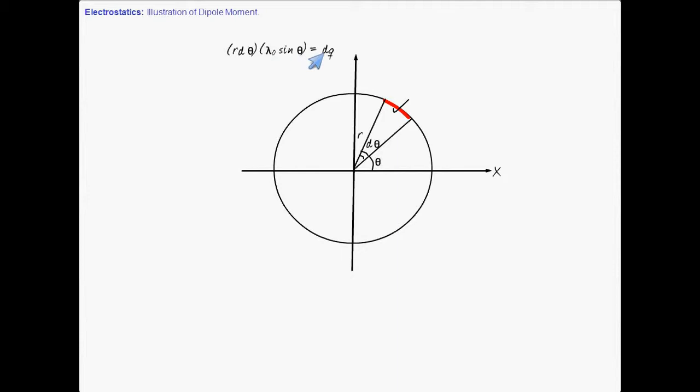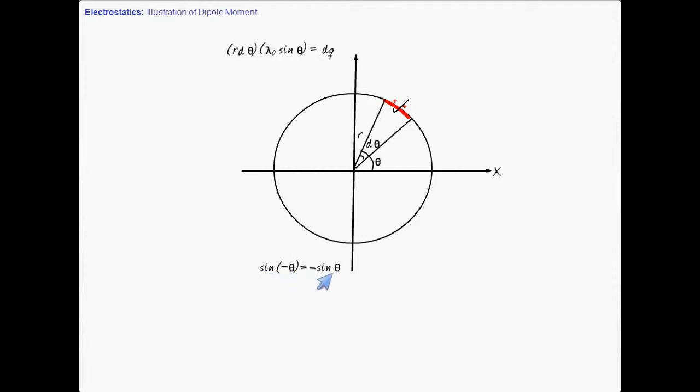So this is the charge on this element. Since it is in the first quadrant, the charge on this element is positive. Now what do you think? What is the value of sine of minus theta? Sine of minus theta is minus sine theta.